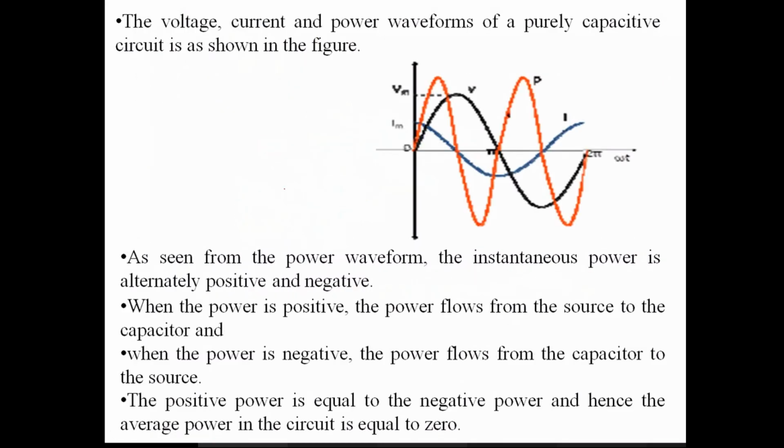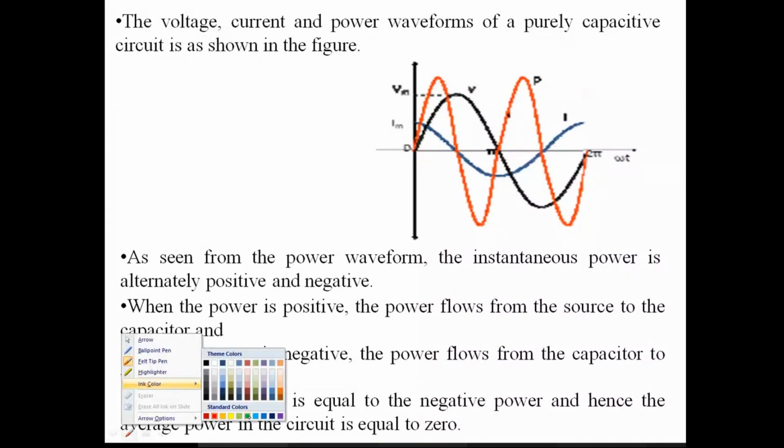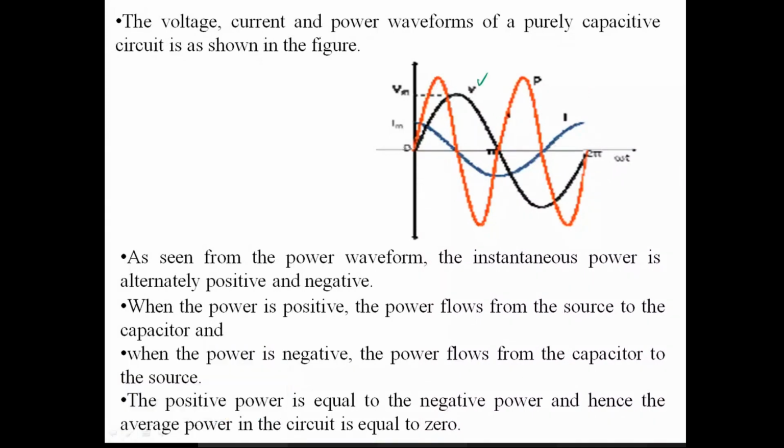If you look at the waveforms of voltage, current and power in a pure capacitance circuit, they are represented like this. This is the voltage waveform, and this is the current waveform. This is the power waveform. If you look at the power waveform, it completes 2 cycles when the voltage waveform completes 1 cycle. That means the frequency of the power waveform is double the frequency of the voltage or current. And since the instantaneous power wave is a positive quantity, that is why it starts from positive. Look here, it starts from positive, right?